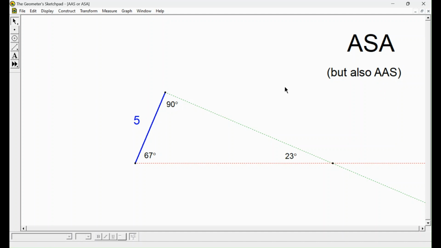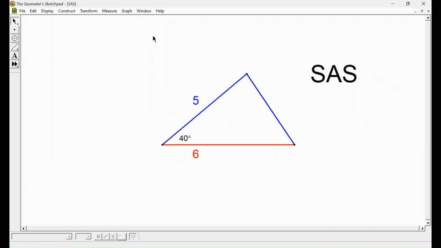And what else should I mention here? Let's see. Let's look over each one of these things that lead to unique triangles, such as starting with side, angle, side, and then we'll do angle, side, angle, and then side, side, side. We'll do the first three here. And let's talk about physically why.